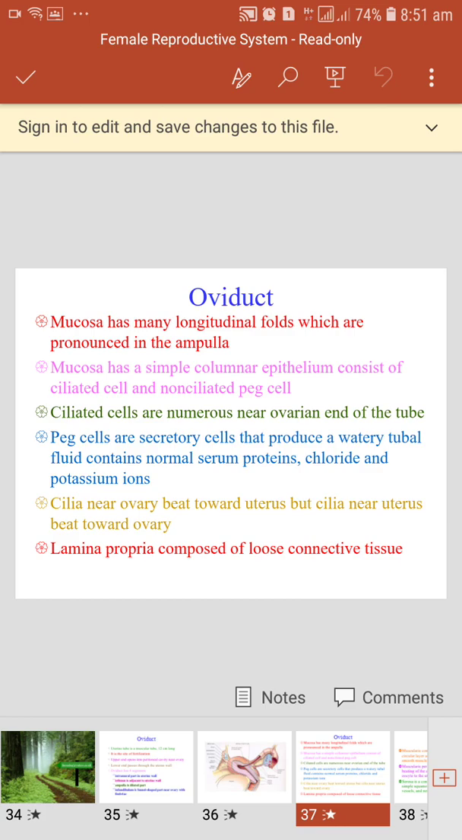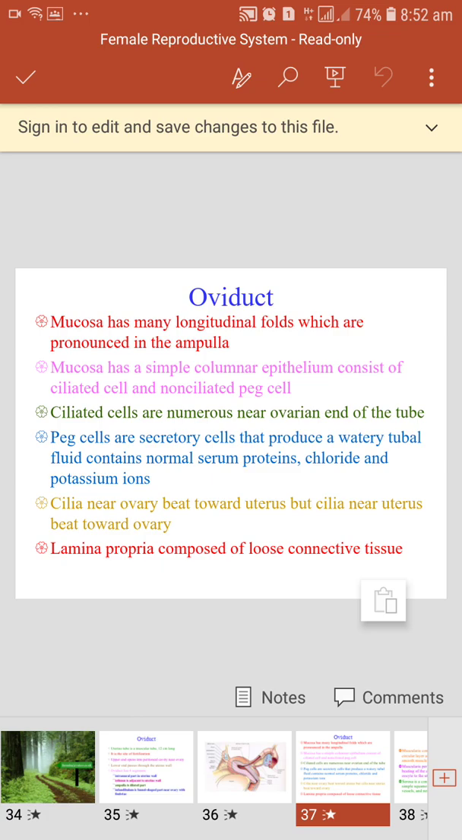Mucosa of the oviduct has many longitudinal folds which are pronounced in the ampulla. Mucosa has simple columnar epithelium consisting of ciliated cells and non-ciliated Peg cells. Ciliated cells are numerous near the ovarian end of the tube, while Peg cells are secretory cells that produce a watery tubal fluid, which contains normal serum proteins, chloride and potassium ions. Cilia near the ovary beat towards the uterus, but cilia near the uterus beat towards the ovary.